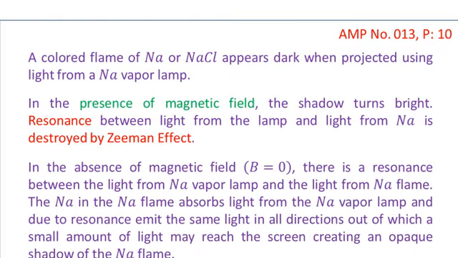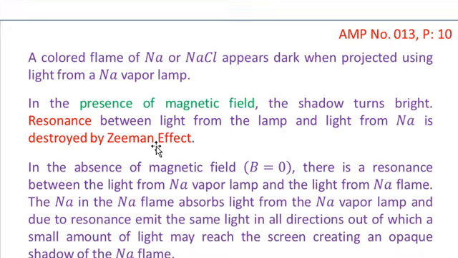So the things that I have explained in connection with the previous experimental setup, I am now going to explain through paragraphs. A colored flame of sodium or sodium chloride appears dark when projected using light from a sodium vapor lamp. In the presence of a magnetic field, the shadow turns bright. Resonance between the light from the lamp and the light from the sodium is destroyed by the Zeeman effect. That is destroyed by the application of the magnetic field.